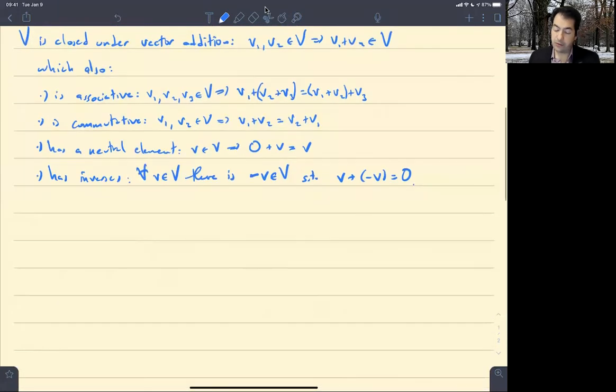Okay, so that's it for vector addition. Then we also have scalar multiplication, so we're going to say this is closed under scalar multiplication.